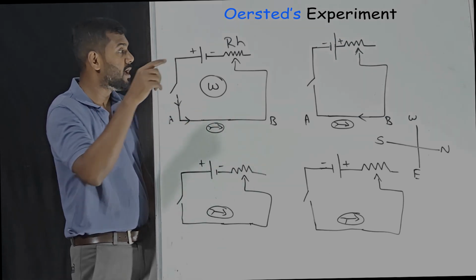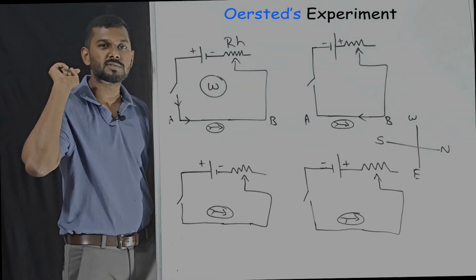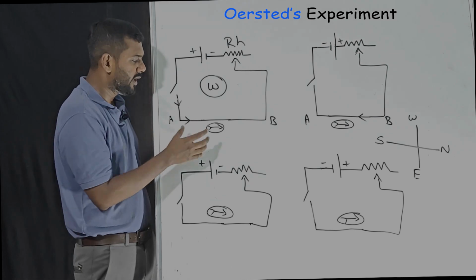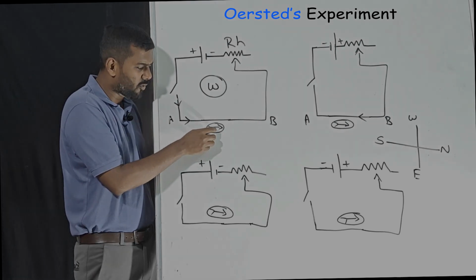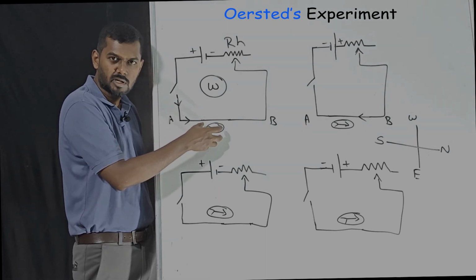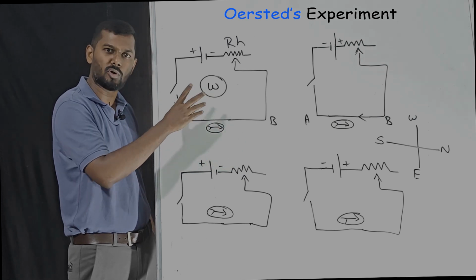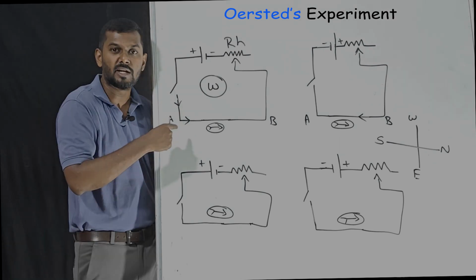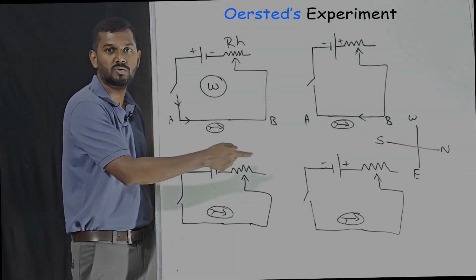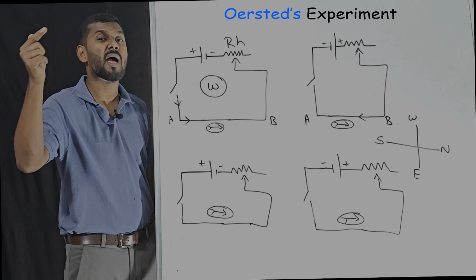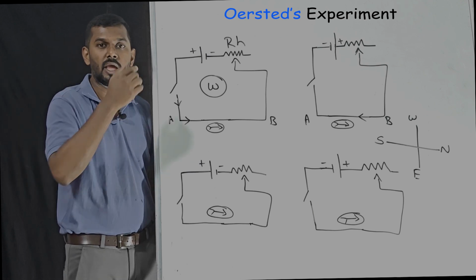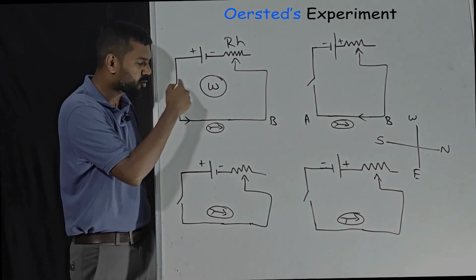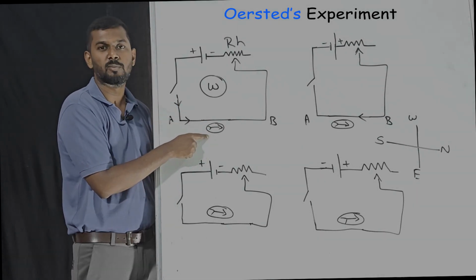And one important thing, we are using a rheostat. What is the purpose of the rheostat? To increase or decrease the resistance so that current can be varied. Now if you want to deflect this compass needle more towards west, we have to increase the current. If you increase the current, more magnetic field will be produced. Keep this in mind, current and magnetic field are directly proportional. If you pass more current, more magnetic field will be there. If more magnetic field is there, more deflection will be produced.